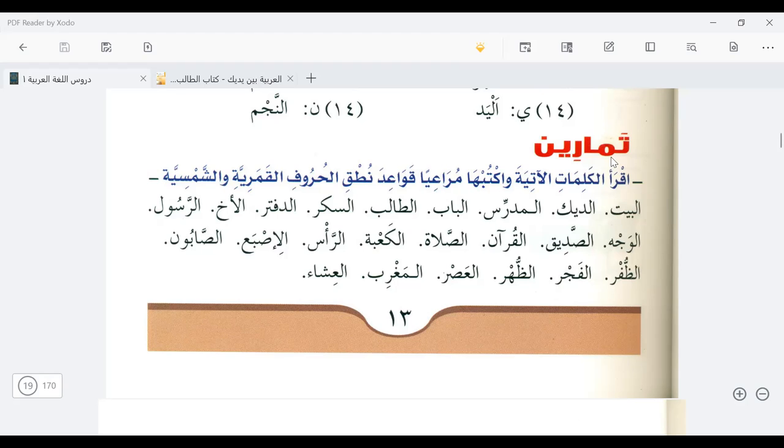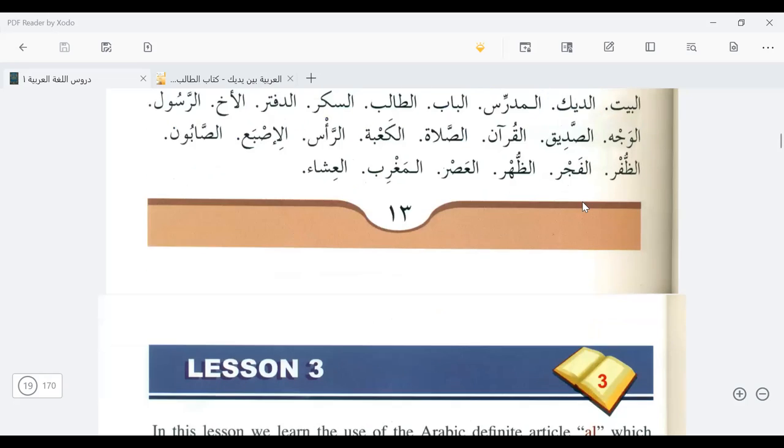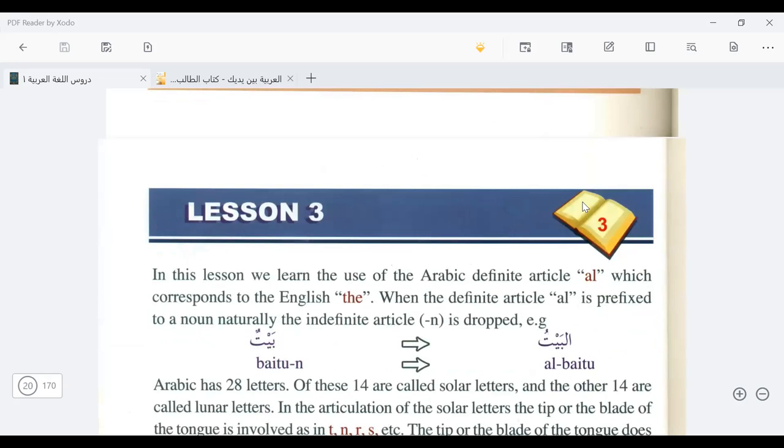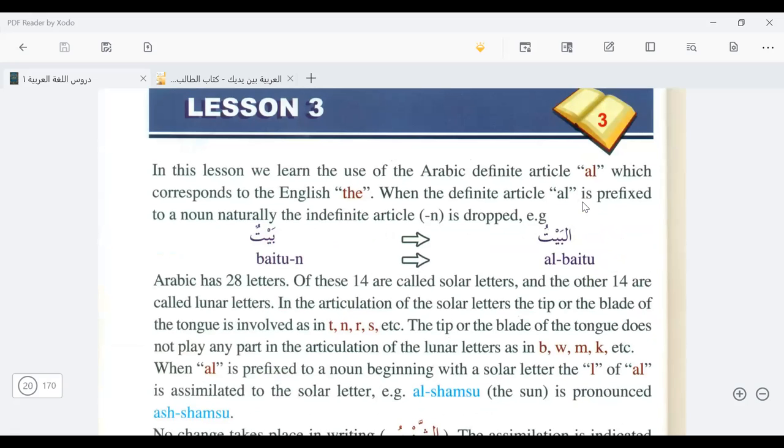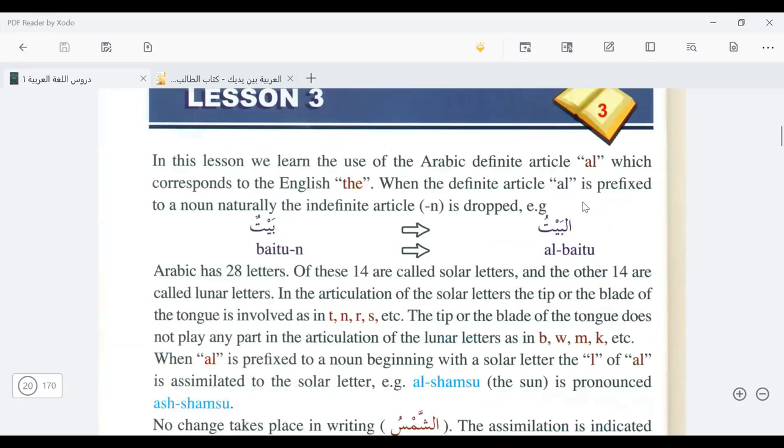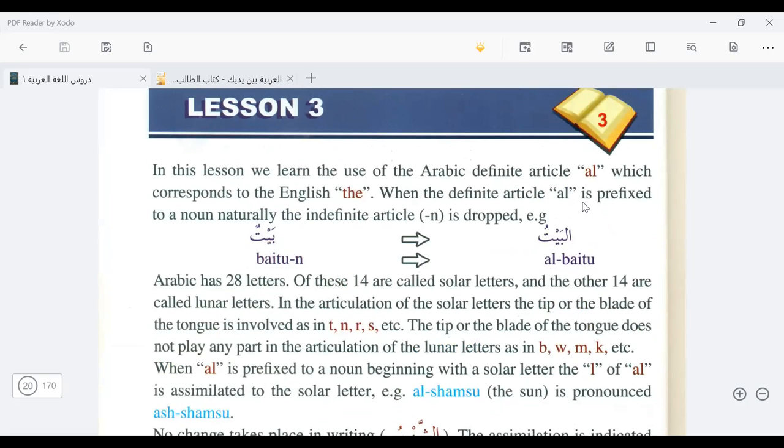You just have to put the last harakat, the vowels. Like al-baytu, ad-diku, fatha and shadda. I'll show you here. Here you see lesson three. Suhaila, read this.